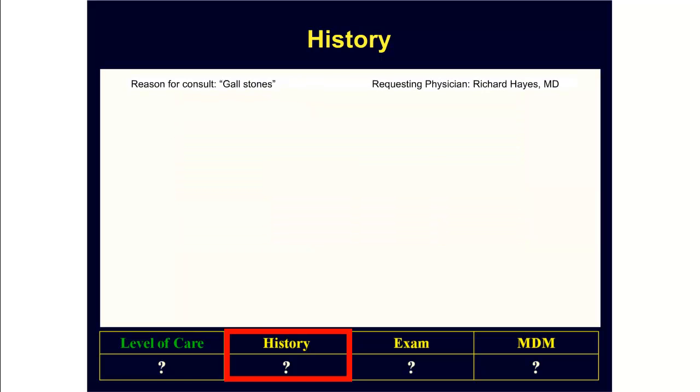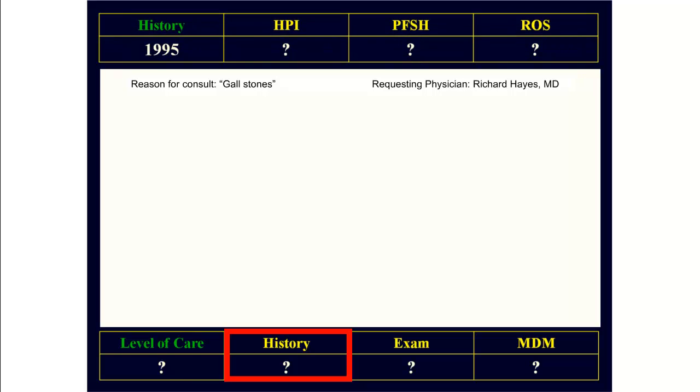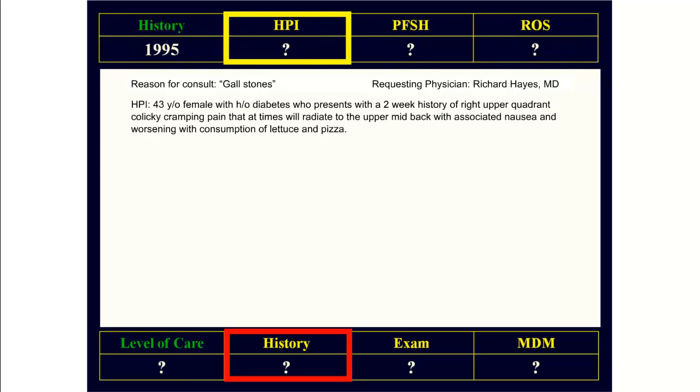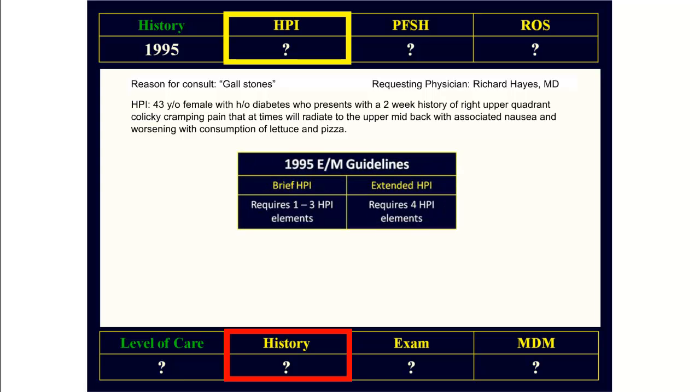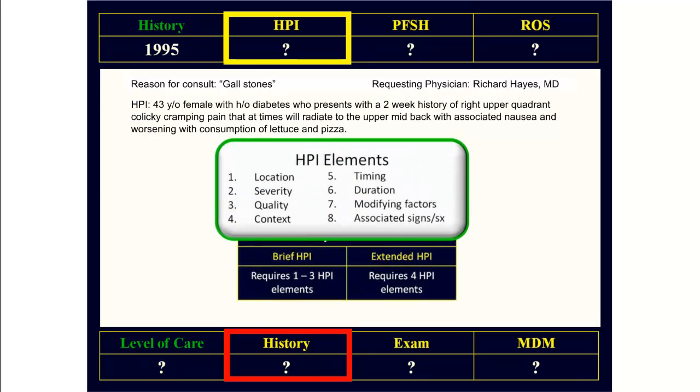Here the doctor has documented the reason for the consult, along with the requesting physician. Looking at the HPI, he says we have a 43-year-old female with a history of diabetes who presents with a 2-week history of right upper quadrant colicky cramping pain that at times will radiate to the upper mid-back with associated nausea and worsening with consumption of lettuce and pizza. Looking at the rules for the HPI, this is either a brief HPI or an extended HPI.